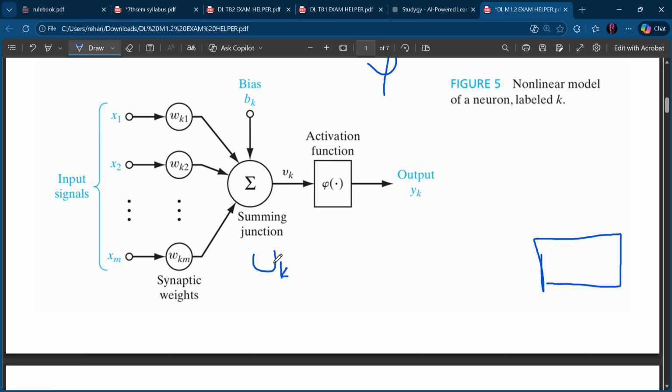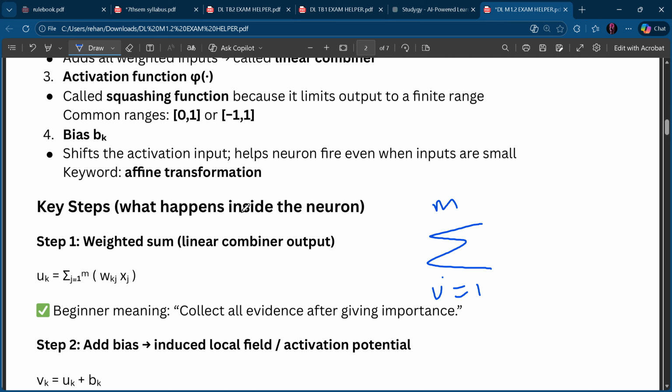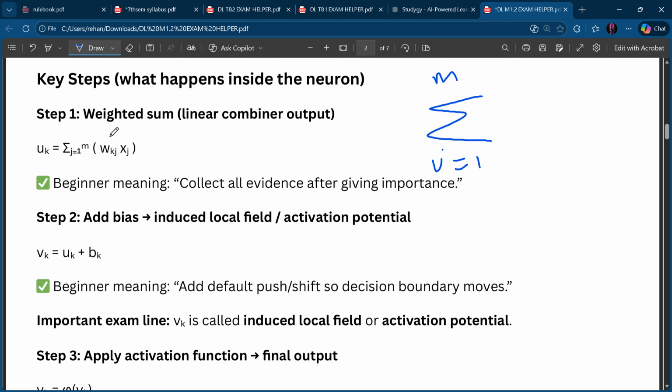So it's not static, it makes it flexible. So up, down, left, right, that kind of thing. Then we have the steps of what happens inside. See, uk: all the weights, summation of j equals 1 to m. So all the weights have been multiplied from 1 to the last weight, that is j.